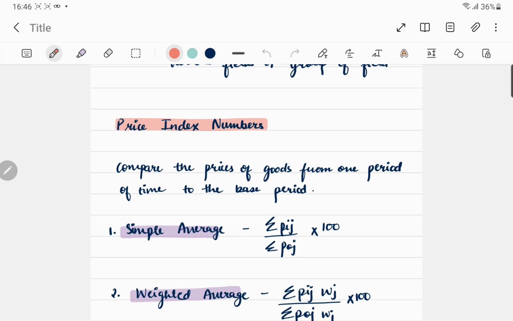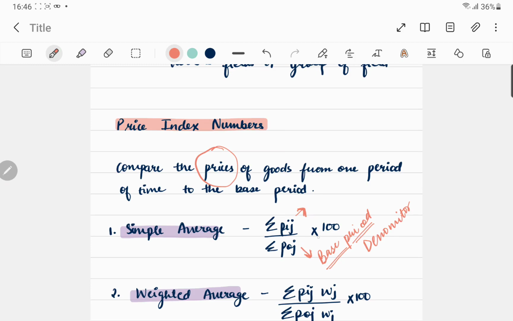So let us first start with price index numbers. In this we will only focus on the change in the prices. There are different types of index numbers. One of the most basic ones is known as the simple average. What you do is you sum up the prices of goods from one period divided by the sum of the prices from the previous period, or base period as we call it. The period with which you are comparing is known as the base period, and it always goes into the denominator.